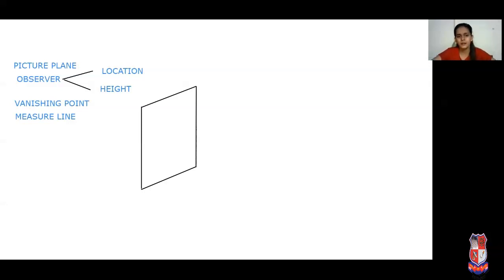Now consider angle of vision. Let me draw an observer in our figure.